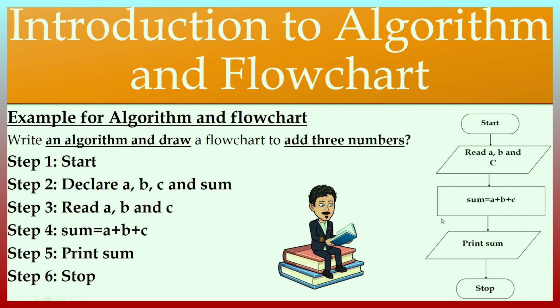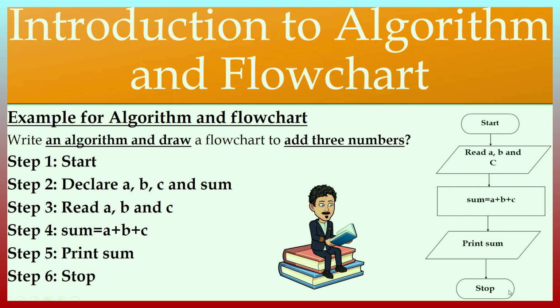Step 3, read. So read and print. You want input and output, right? Read means input: you're getting the value from the user. Print is output. So for read and print, you use the parallelogram. You can see read as well as print, we are using the parallelogram. So read A, B, and C. And step 4, sum. It's a process: addition, subtraction, or any mathematical process. You want to use a rectangle. So I'll be using a rectangle to convert the step, sum equals A plus B. Again, print, step 5. The symbol you want to use is a parallelogram. And step 6, stop. For start and stop, you use the same symbol, the oval.